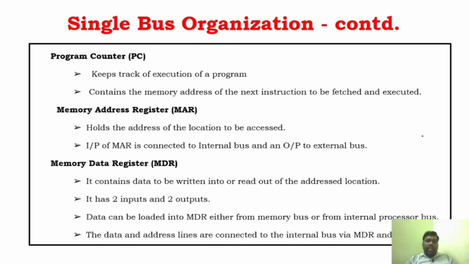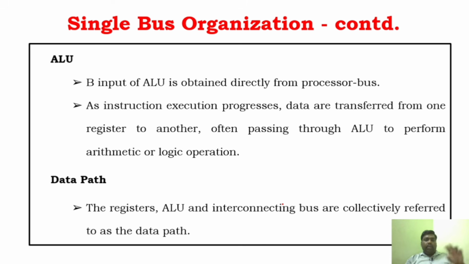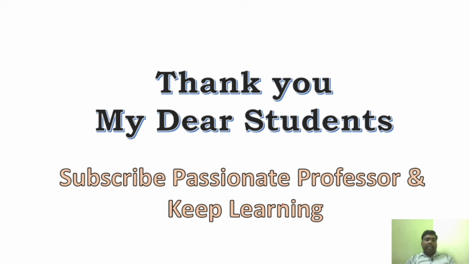I already explained the working of the program counter, what is meant by MAR and how it is connected, and what is MDR. I have said about 2 inputs and 2 outputs. Then you want to explain about the general purpose registers and why they are used, and I have said what is the use of the Y, Z, and temp registers, the operation of the multiplexer, and how the ALU is getting executed, and what is the data path. So hope you are clear with the concept.